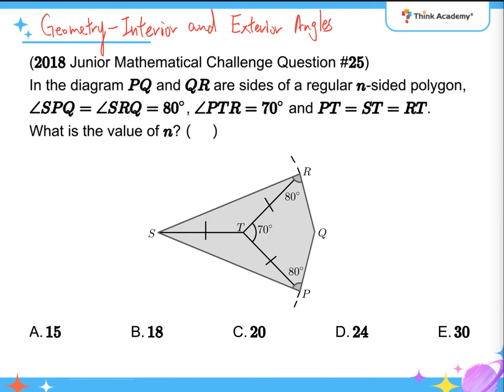All you need to do is just calculation of the geometry. So you need to know all the definitions in geometry really well.